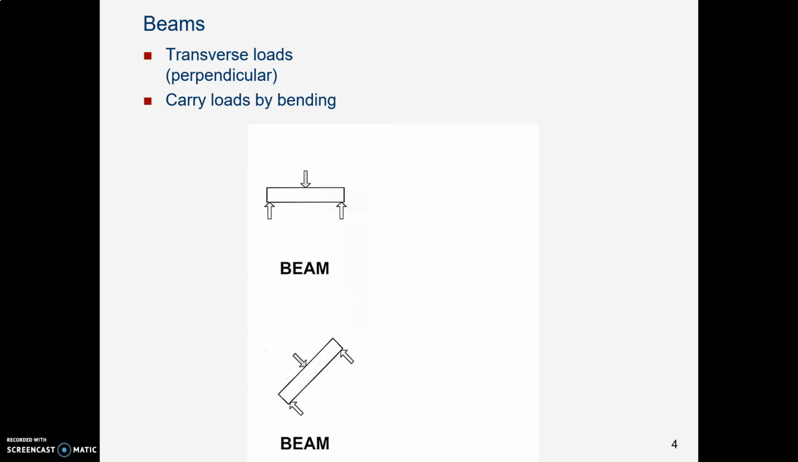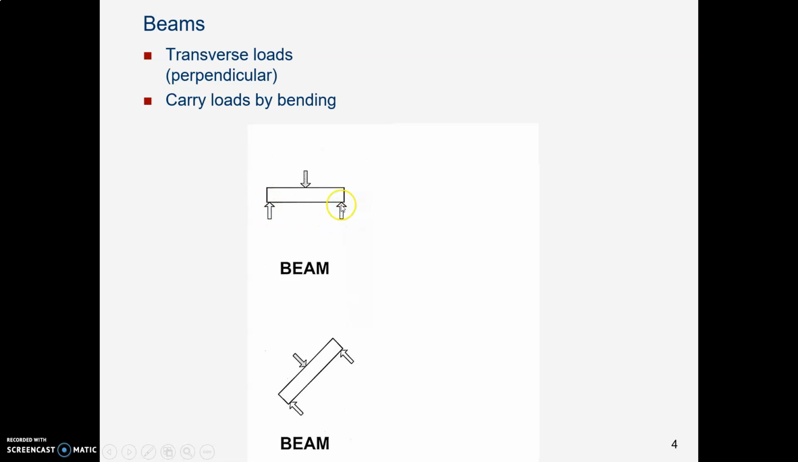Let's pause for a moment and think about what is the difference between a beam and a column. If you ask many people, what is a beam? They will probably say, oh, it's a thing that's horizontal. But actually, that's not the whole story. A beam is something where the load is transverse. That is, the load is more or less perpendicular to the axis of the beam. It doesn't have to be 90 degrees, but in that general zone, it's not parallel. And a beam carries loads by bending.